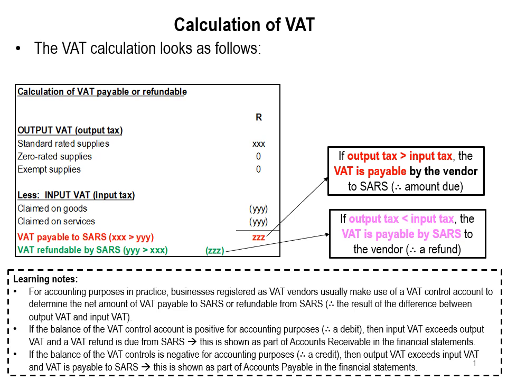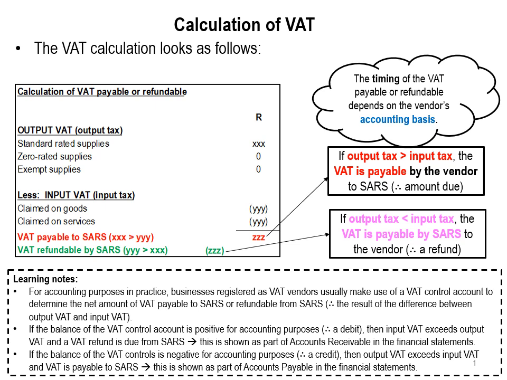Our calculation of VAT consists of determining all of the output VAT that a vendor levied during a particular tax period, and then from that subtracting all the input VAT that was claimed on goods and services, and we will then get either an amount payable to SARS or an amount refundable by SARS. The timing of this calculation, in other words, when we account for the VAT payable or VAT refundable, and how it is levied and when it is levied, depends on the vendor's accounting basis.